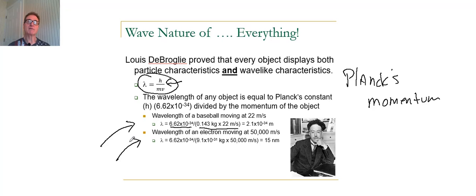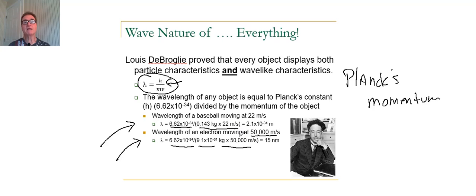The wavelength of an electron, however, is something that we actually use. If anyone has ever heard of or used an electron microscope, it's the wave characteristics of electrons that allow us to see very, very small things. The wavelength of an electron moving at a relatively small speed, for an electron anyway, at 50,000 meters per second, would again be Planck's constant divided by the mass times the velocity, and that would be 15 nanometers.